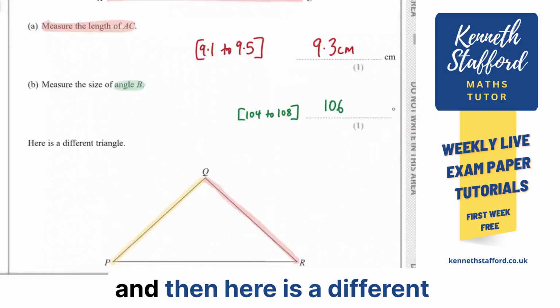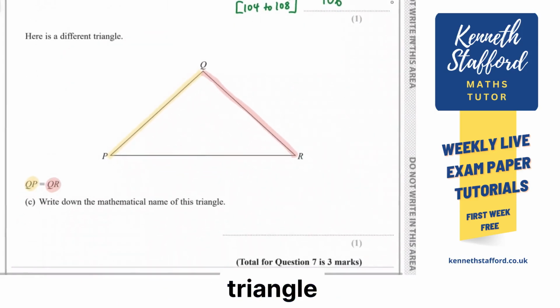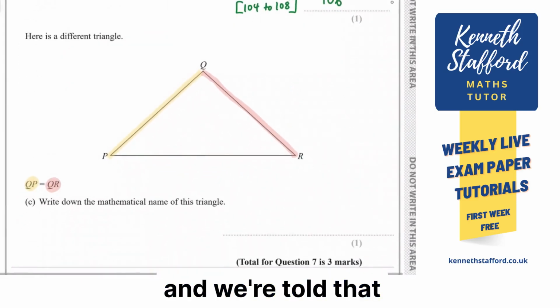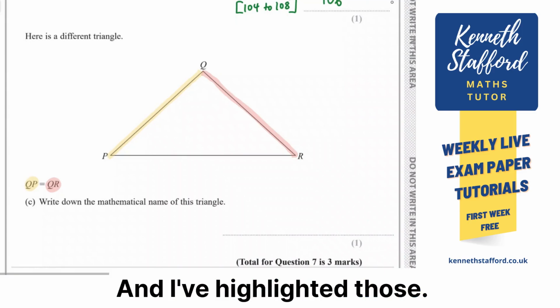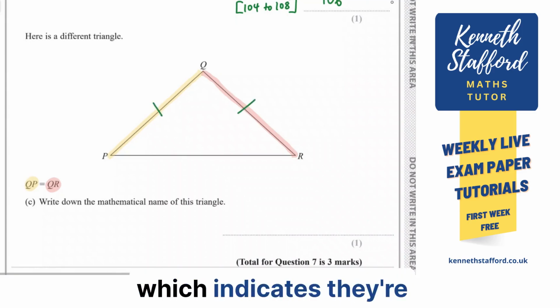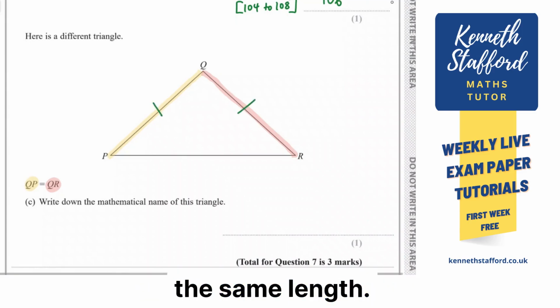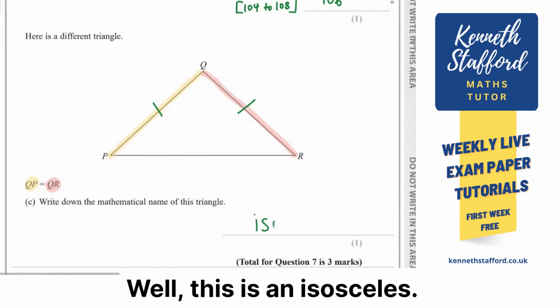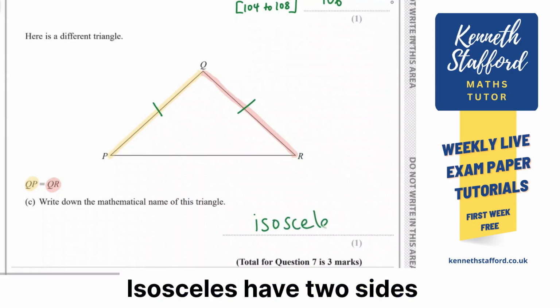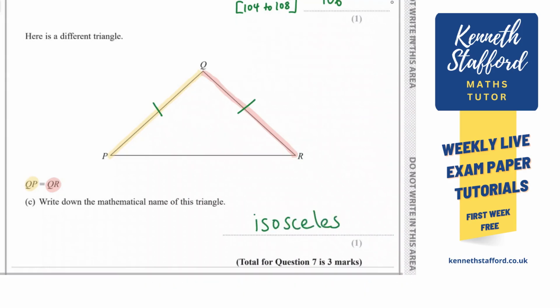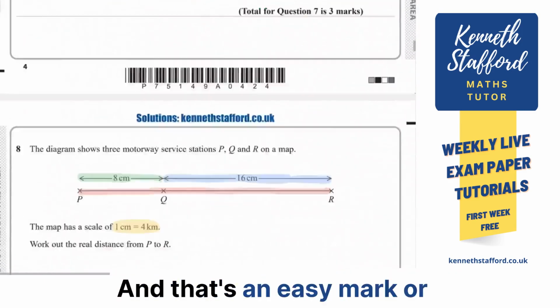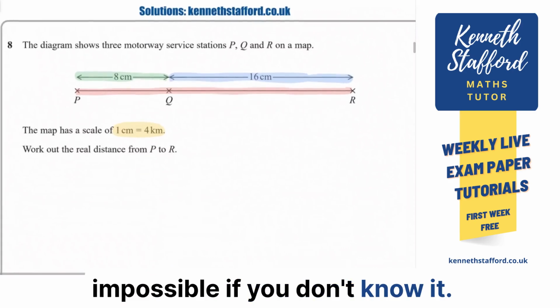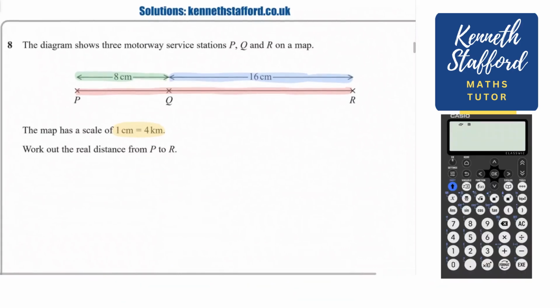Okay. And then here is a different triangle. And we're told that QP is equal to QR, and I've highlighted those. What we also do is this hatching, which indicates they're the same length. And what mathematical name for the triangle is this? Well, this is an isosceles. Isosceles have two sides of equal lengths. And that's an easy mark, or impossible if you don't know it.